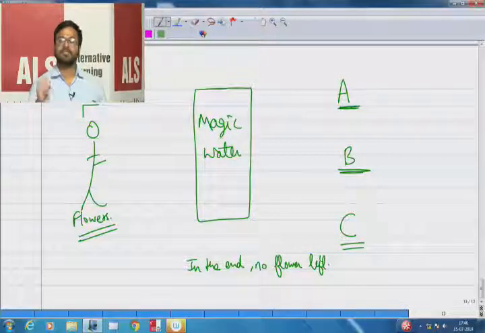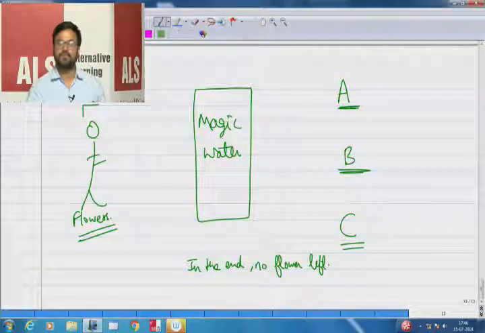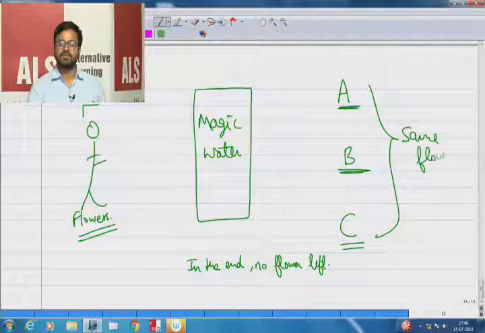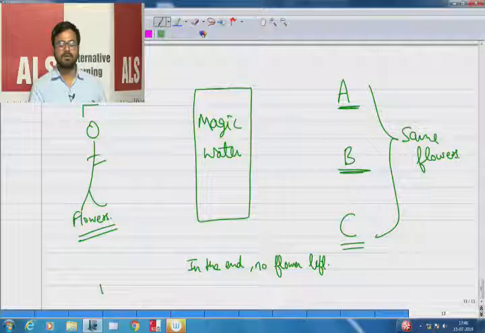And the condition is, in these three houses A, B and C, the number of flowers is the same. The same number of flowers he has given in these three houses. So you have to find what is the minimum number of flowers he has started with.